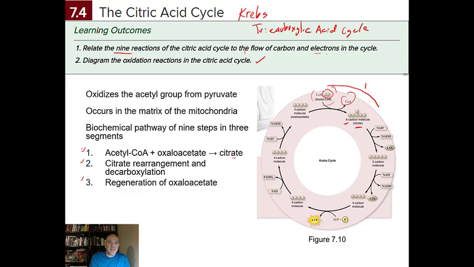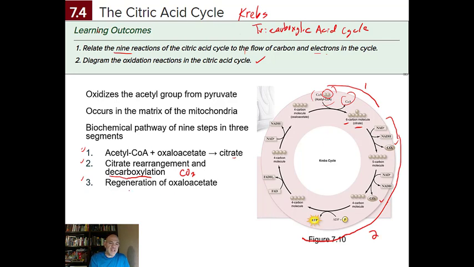The second one is the citrate rearrangement and our decarboxylation. Decarboxylation means you're going to remove the carbons. They're going to come off in the form of CO2. So that's going to occur from right here. Here's your first carbon dioxide being lost. Here's your second one. And then we're going to come to about this point right here. So this is part 2.